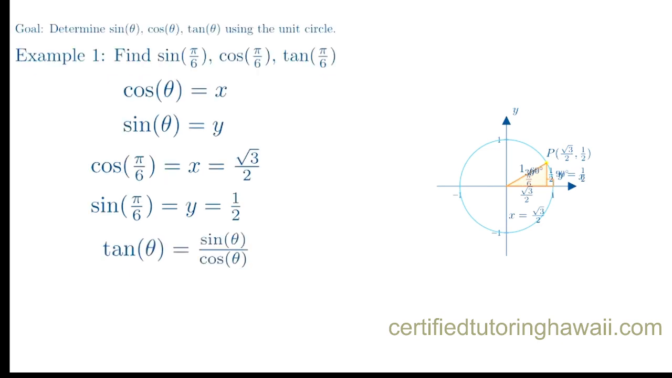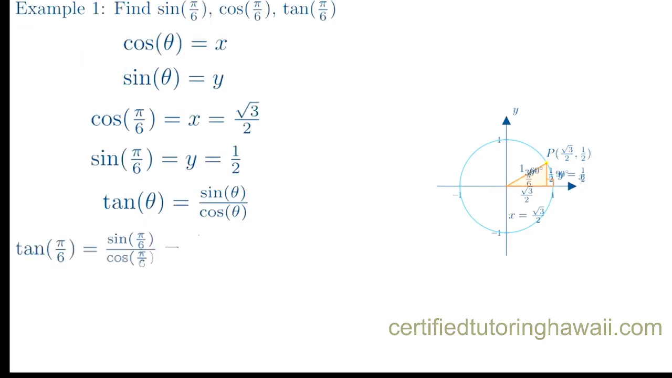Now let's find the tangent. Tangent is sine over cosine. So we have 1/2 divided by square root of 3 over 2. The 2's cancel, giving us 1 over square root of 3. To rationalize the denominator, we multiply the top and bottom by square root of 3, which gives us a final answer of square root of 3 over 3.